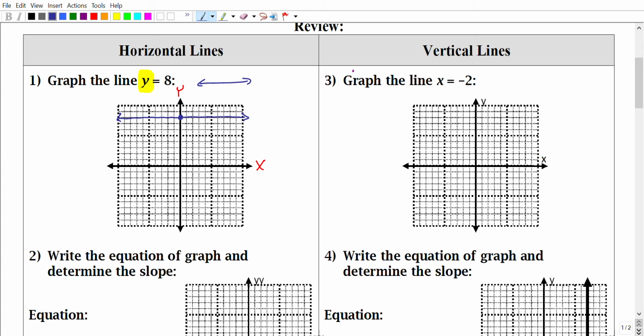So always, horizontal lines start with y equals. Start with y equals.